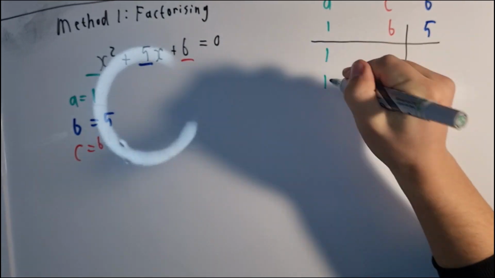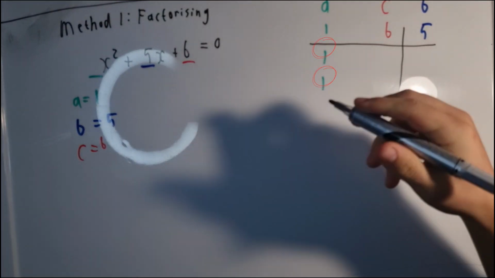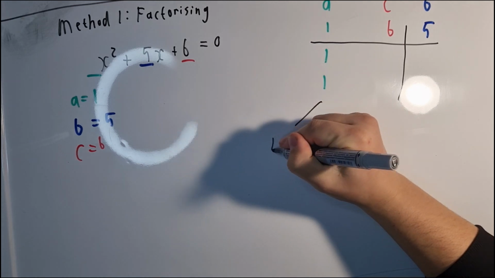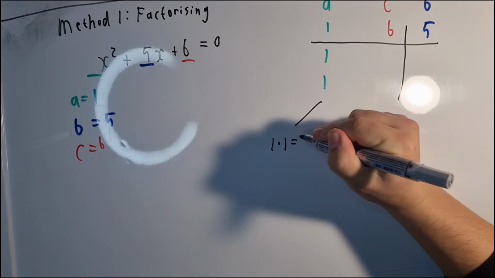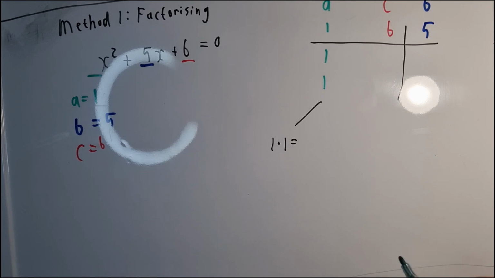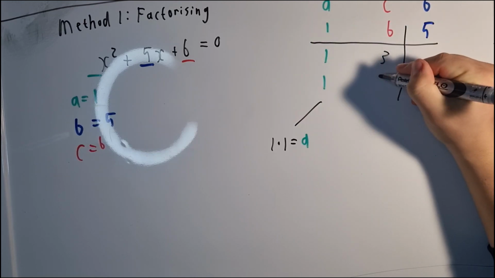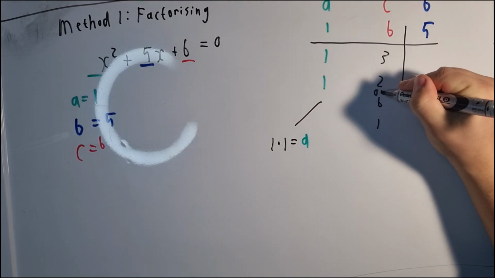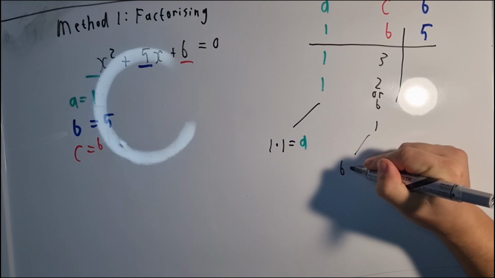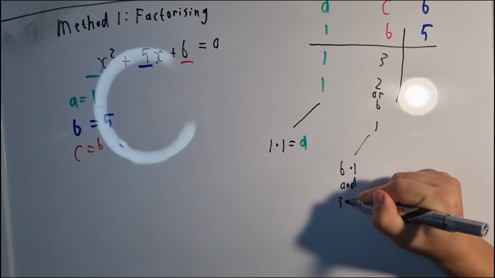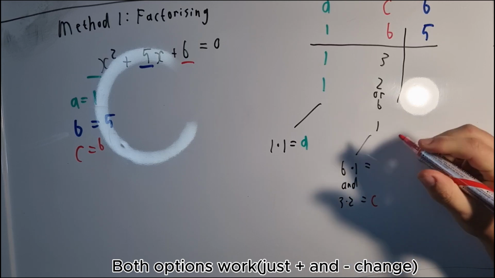Okay, this is important. I put 1 and 1 underneath the a column. This is because what comes underneath this column has to multiply to be a. So the only way we could do this is by using 2 1s. In the next column, the c column, we have options. We can do 6 and 1 or 3 and 2, as both of these options multiply to give us c, which is 6. I went with 3 and 2. But it doesn't really matter.